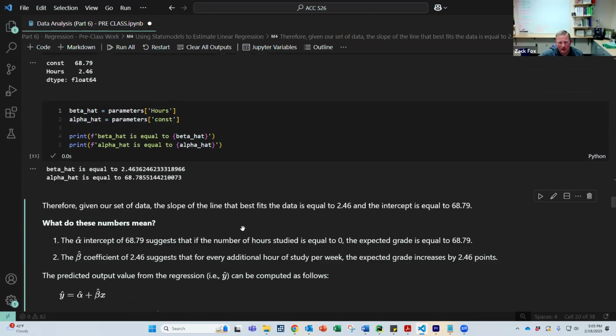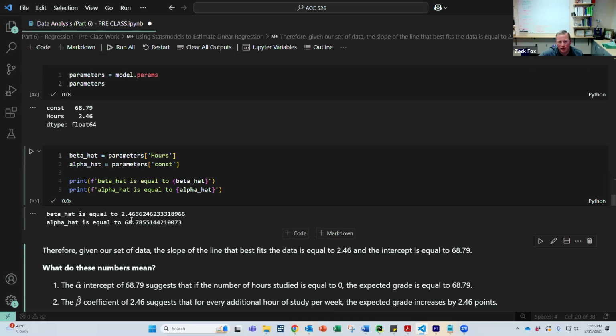So let's look at this a little more clearly. Beta hat is equal to 2.46 and alpha hat is equal to 68.785. Okay, so this is our constant, and this is our slope of the relationship between the two variables. And so therefore, the slope of the line that best fits our data is equal to 2.46, and the intercept is equal to 68.79, right? If we think back to those figures we just made up above, we're going to have the intercept at 68.79, and then our x is 2.46, so a similar slope to what we had before.